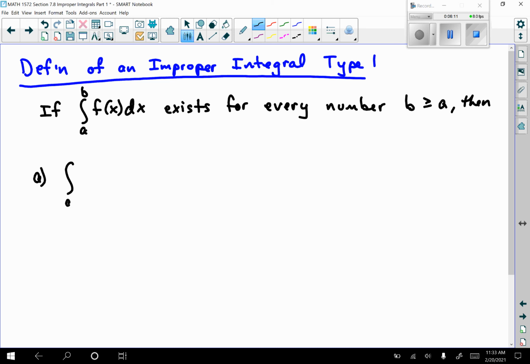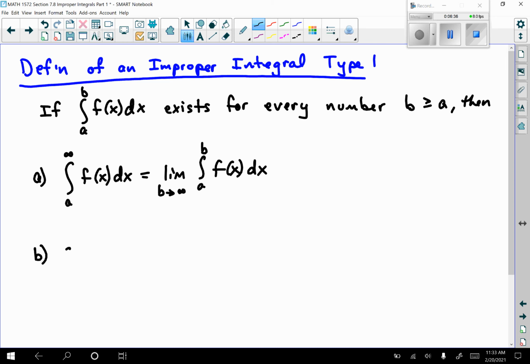The first is what we just looked at as our example. If I have the integral from a to infinity of f of x dx, I simply rewrite this as the limit as b increases without bound of the integral from a to b of f of x dx. That's saying we have a leftmost boundary, but we don't have a rightmost boundary for our area.